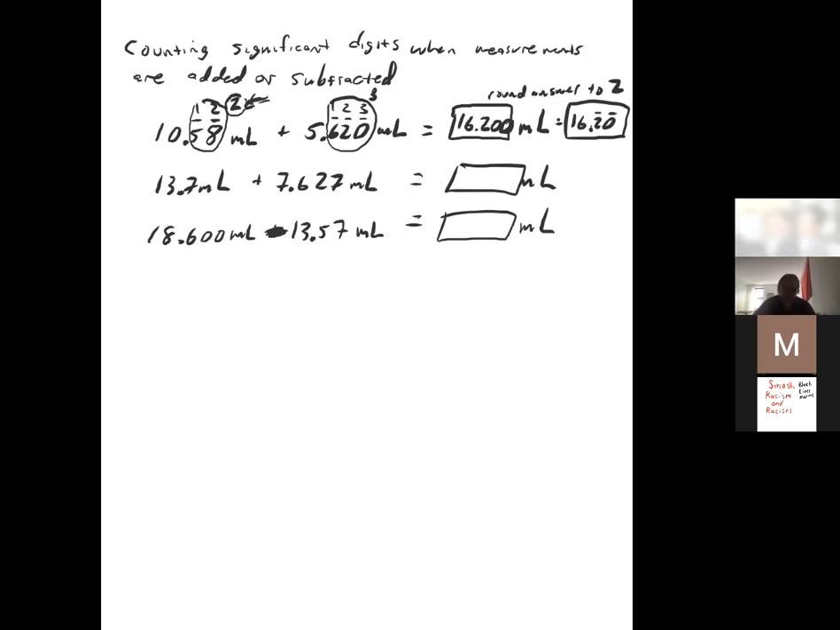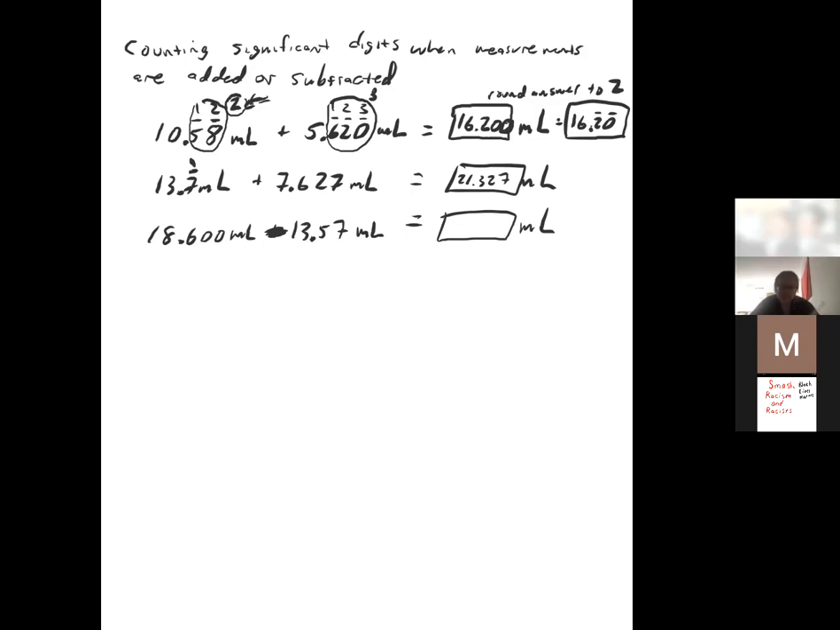Okay? Let's try the second one. First step, just add them or subtract them just like you normally would. So 13.7 plus 7.627. You get 21.327. This is volume, milliliters, okay? Now you count your digits. 1, right?